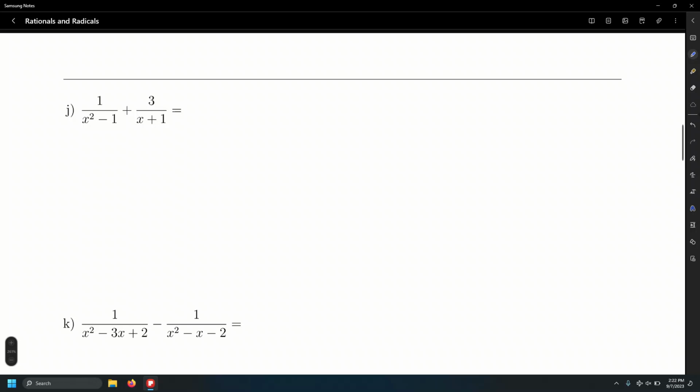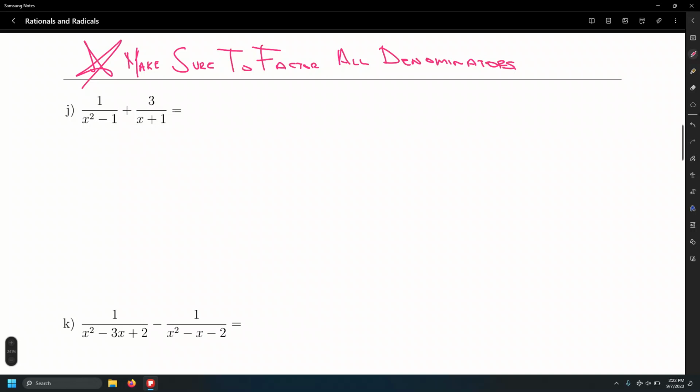In this case, the rule here, and you might want to write it down: make sure to factor all the denominators. All right? Factor all denominators. Notice the quantity in the denominator, x squared minus 1. It's not in factored form, but we know the form for that one. What is it? So x plus 1 times x minus 1. It's a difference of squares. And the second denominator is 1 plus 3 times the quantity x plus 1.